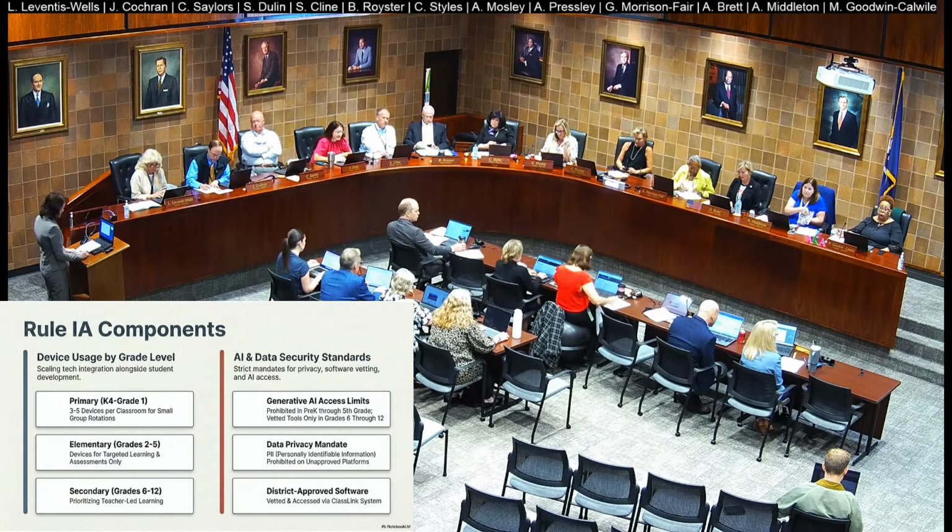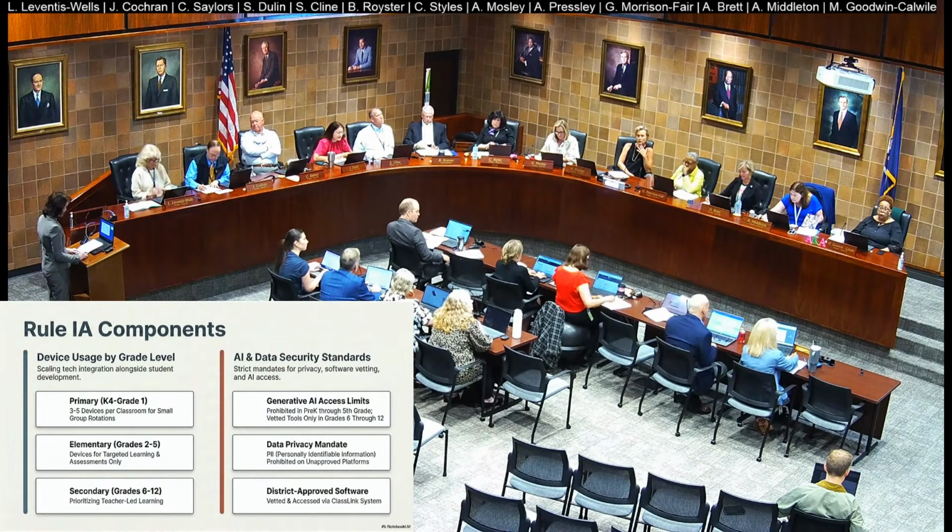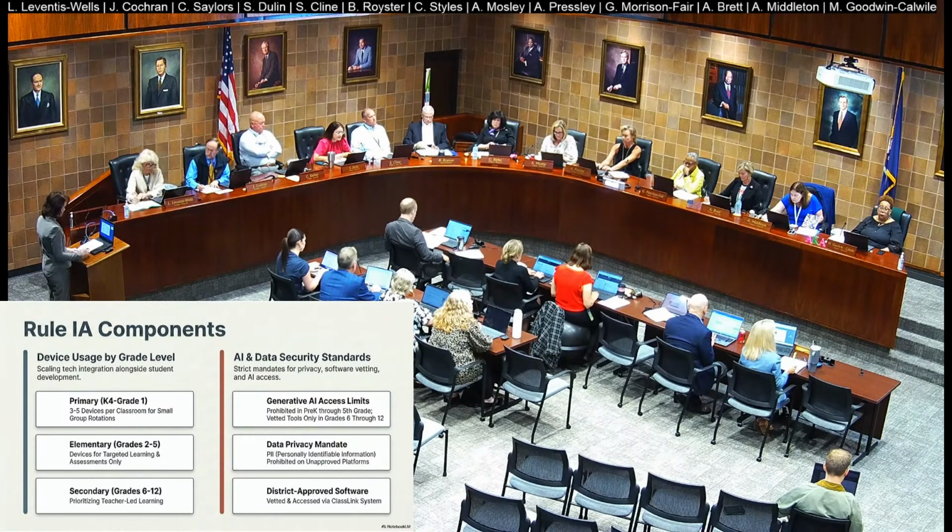Considering the data and the information that we gathered over the course of this year, Rule IA was written to include several different components. Dr. Royster mentioned most of those in the introduction. Specifically, it includes device use guidelines by grade band, restrictions for generative AI use, data security requirements, and the use of approved instructional applications.